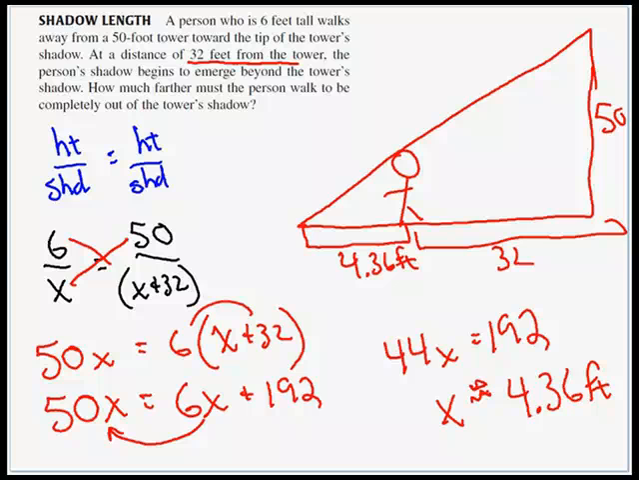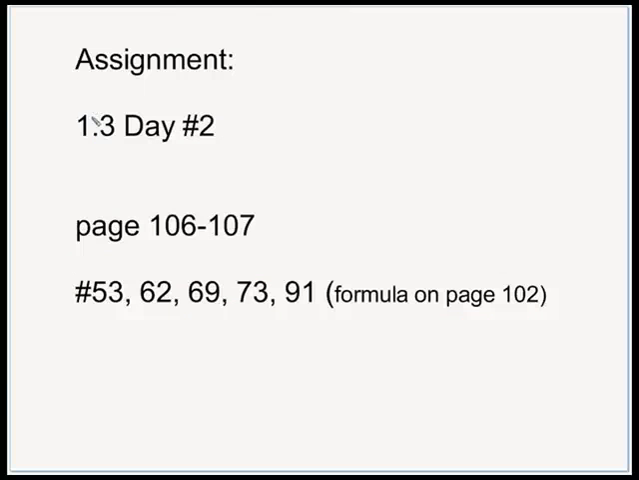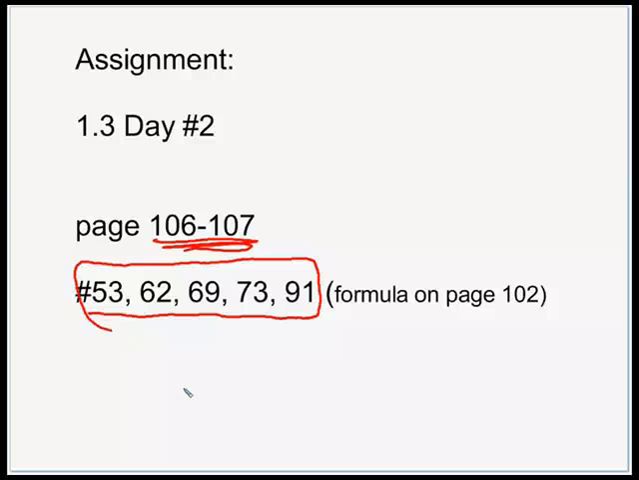Alrighty, I think that wraps up section 1.3. The assignment, 1.3 day 2, pages 106 and 107. You're just doing these 5 problems, a couple mixture problems, some other stuff in there. For 91, you're going to need a formula. It's like the can of cat food commercial, or the problem with the can of cat food. The formula that you're going to require for that problem is on page 102. Enjoy the homework.